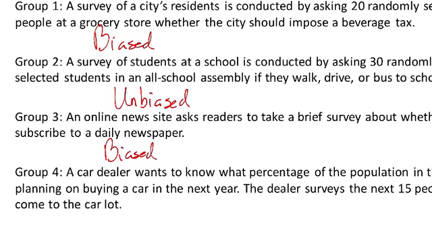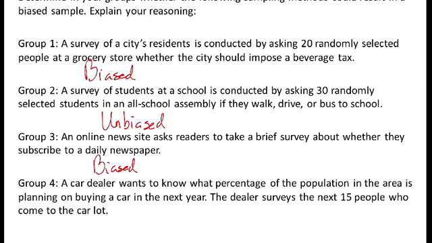The last one, I think this one's probably the most clear. A car dealer wants to know what percentage of the population in the area is planning on buying a car in the next year. The dealer surveys the next 15 people who come to the car lot. So these are 15 people on a car lot being asked if they are planning on buying a car in the next year. Many people that go to car lots, I'd say the vast majority, are going to buy a car.